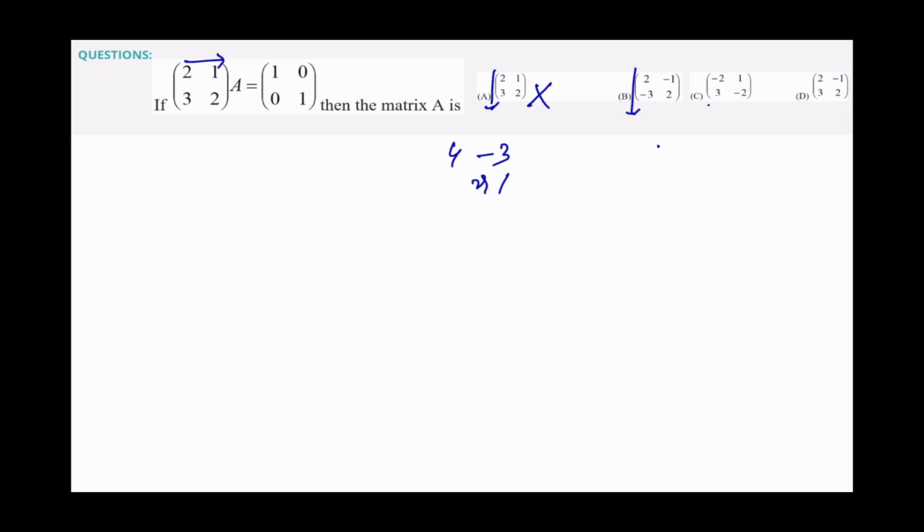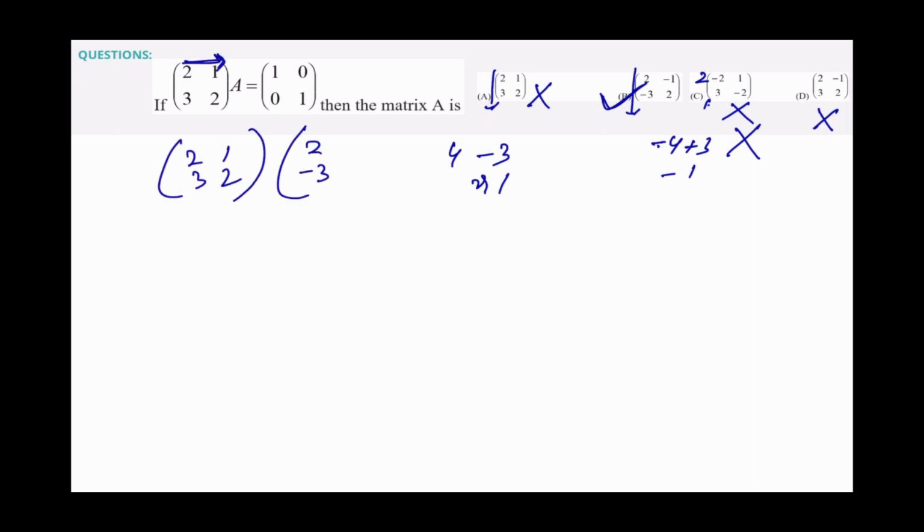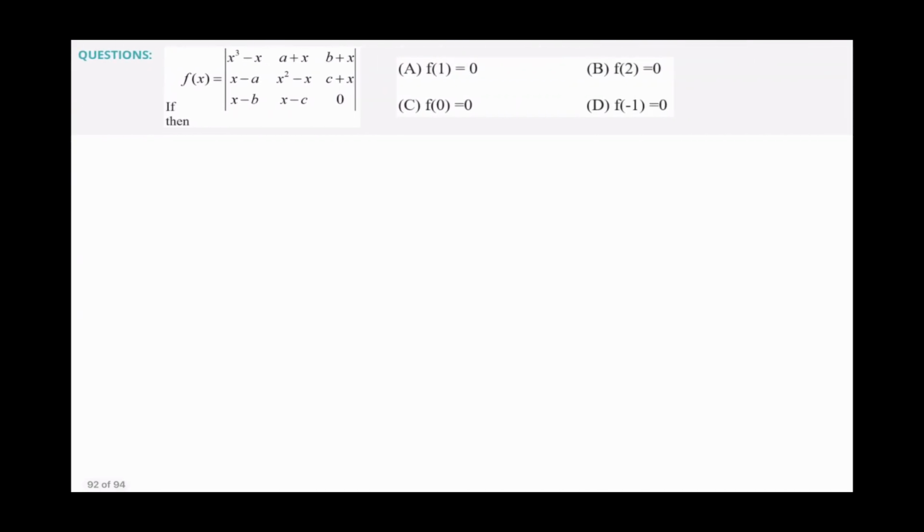Again here, if I multiply 2 and 1, so minus 4 plus 3, it will give me minus 1, so not possible. And if I do with this 2, again plus, so not possible. So one option directly, you don't have to solve. What I did, I checked with 2, 1, 3, 2, and with 2, minus 3, minus 1, and 2. I multiplied. First row and first column, if I multiply, directly I'll be getting 1 here. The rest of the options are not possible. So done. Okay, next one.